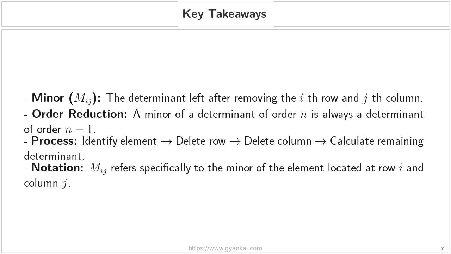Lastly, pay attention to the notation. When you see M sub ij, it specifically refers to the minor associated with the element located at row i and column j. If you have mastered these points, you are well on your way to mastering more complex topics like the expansion of determinants and finding the inverse of a matrix.